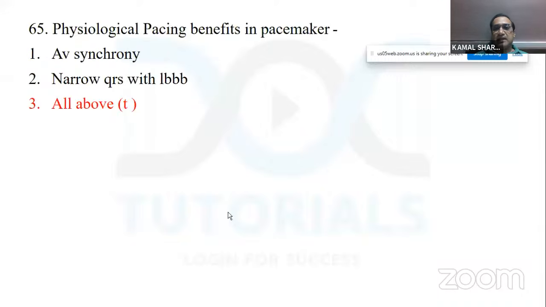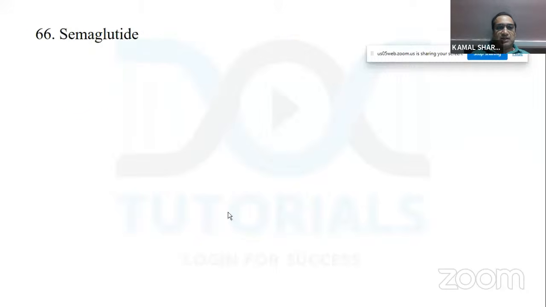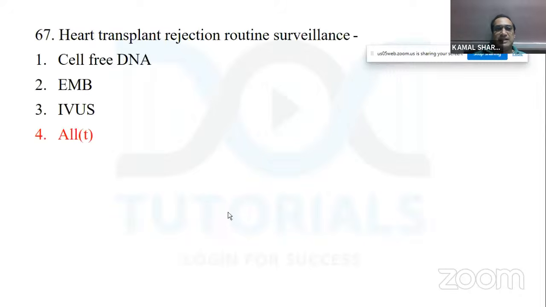Physiological pacing, they had asked the benefits. It was expected either you will get a bundle branch pacing or you can get a CRT based question. But narrow QRS, AV synchrony, all of them were true. So I think most of you got it right. All of the above was the correct answer. Semaglutide, there was some question again, which everybody probably got right.